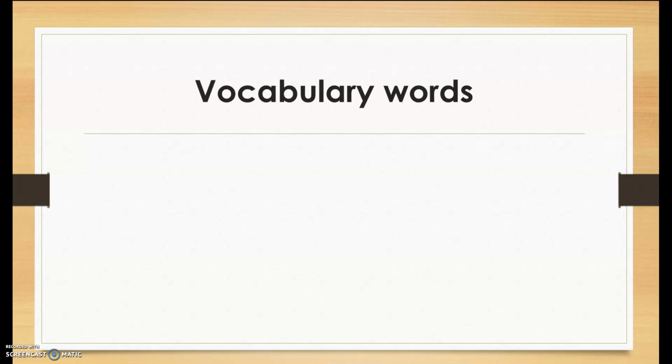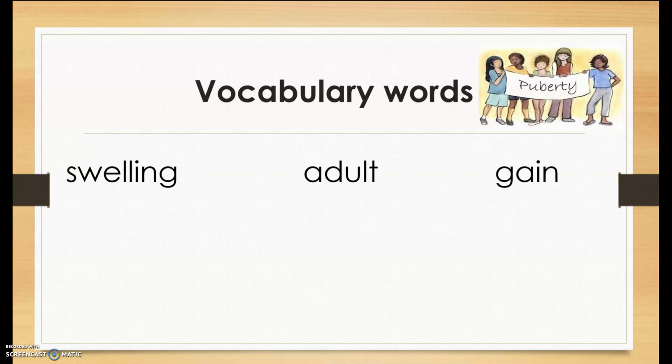Okay, let's start our lesson by reading our vocabulary words. So please listen carefully as I read the first set of words. Swelling, swelling. Adult, adult. Gain, gain. Now repeat after me. Swelling. Adult. Gain.